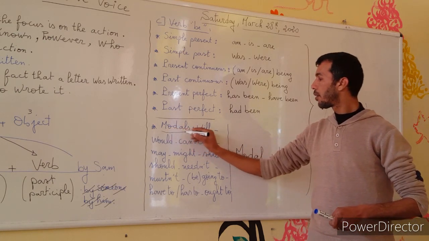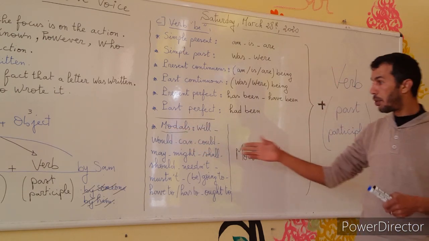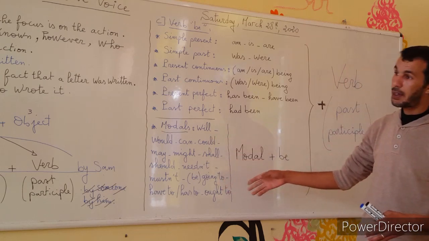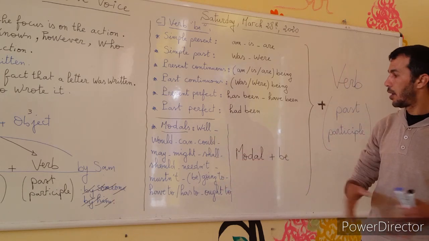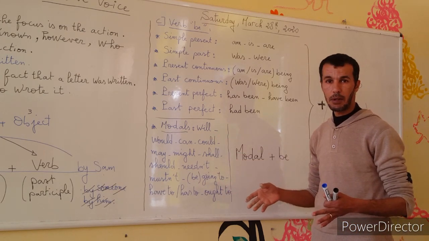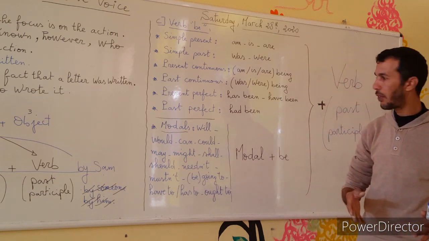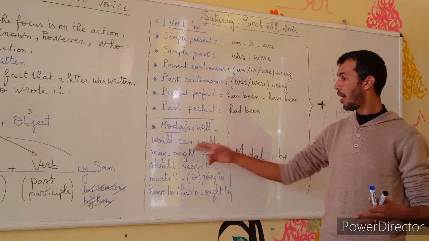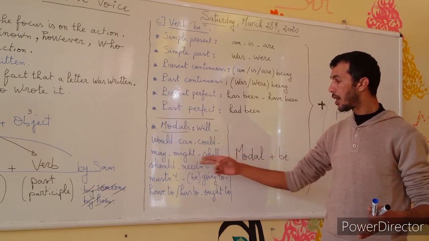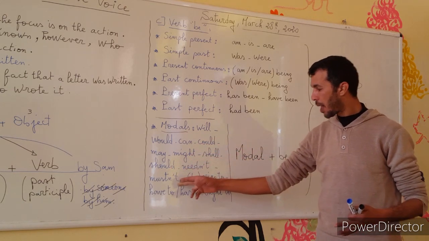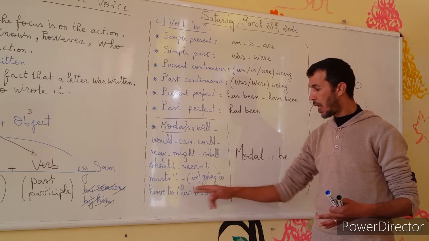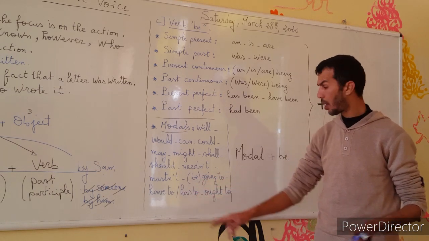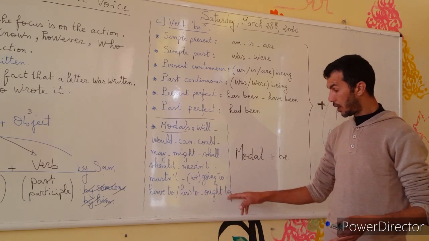So modals are not necessary to be memorized, but to be known. Of course, from the lesson of modals, you have an idea about what are the modals that we have in English. For example, we have will, would, can, could, may, might, shall, should, needn't, mustn't, be going to, have to or has to, depends on the subject, and ought to.